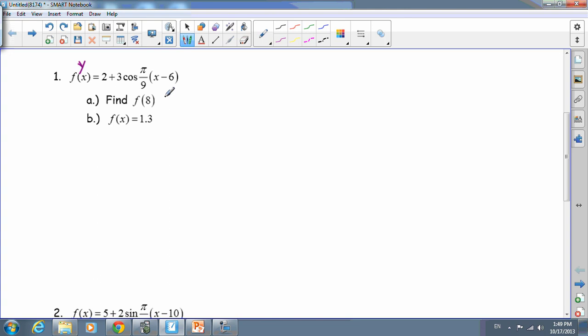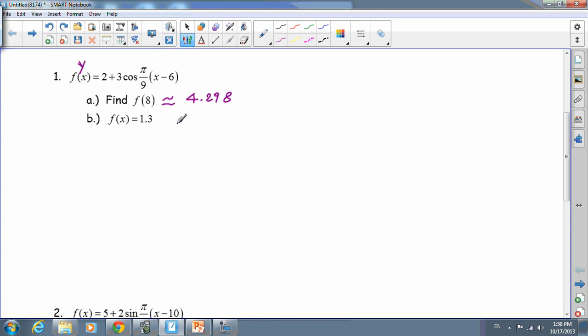And if you type it on your calculator, you will notice that f of 8 is equal to approximately 4.298. Again, that's using the calculator. You can just type the exact same function, make sure it's in radians, and replace x by 8.